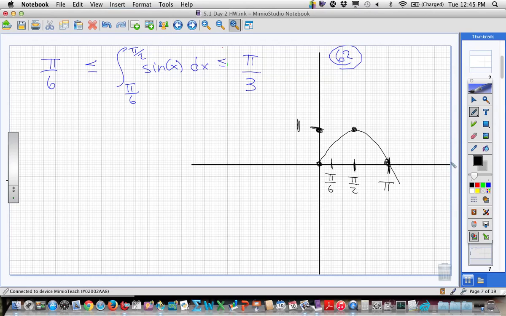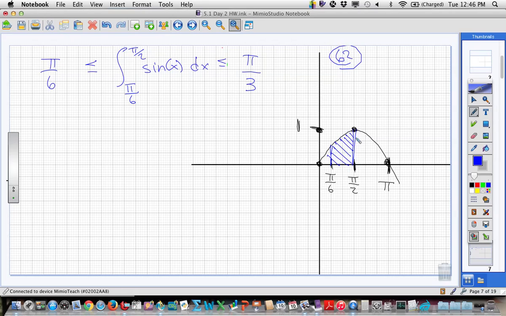And so we're talking about the blue area is the area from pi 6 to pi halves. It would be this area right here. Now, I have no idea what that area is. It's not a trapezoid because this is curved on top. So it's not a trapezoid. I don't know what that area is. But what they're saying is, can I show that the area has to be between these two?